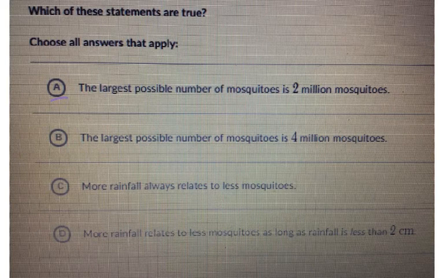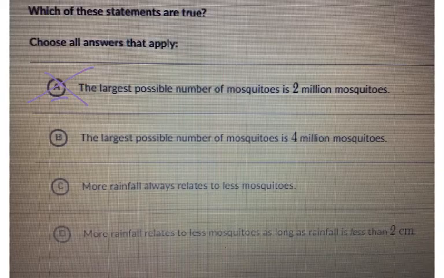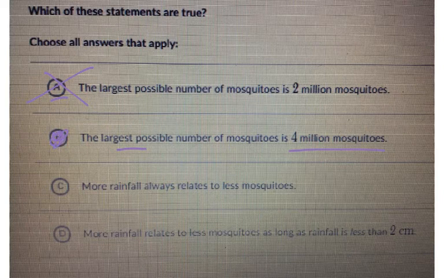A here, the largest possible number of mosquitoes, 2 million. We know that's wrong. We know the maximum is 4 million. The largest possible number of mosquitoes, 4 million. Bingo, we're going to select that. Now, guys, sometimes there's more than one right answer. We got to check them all.